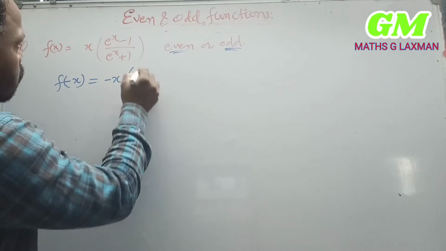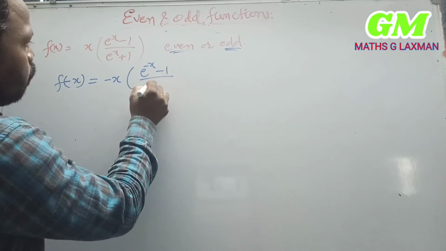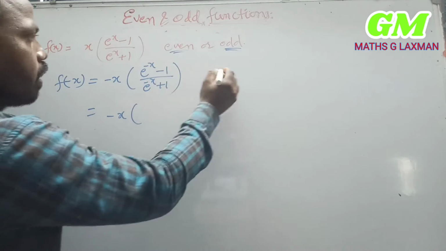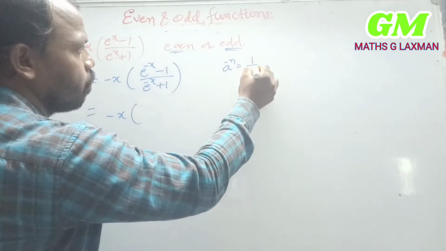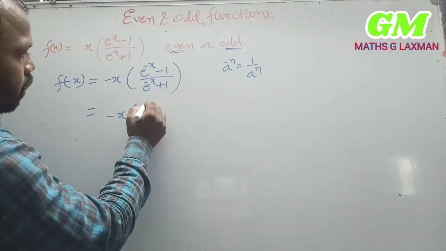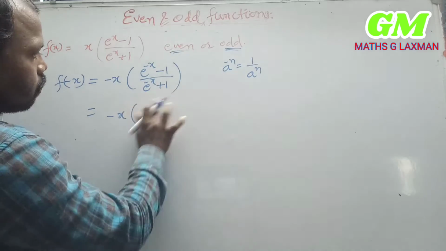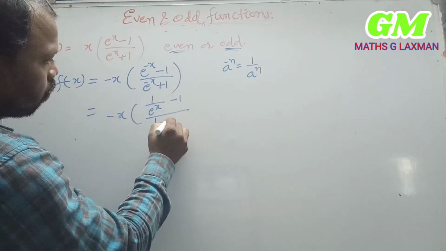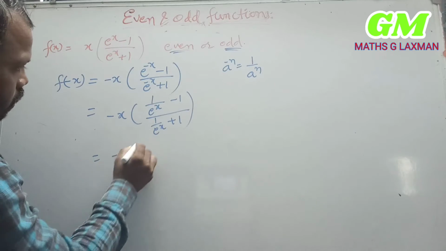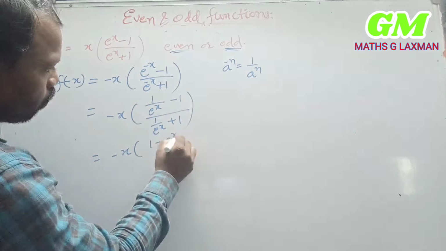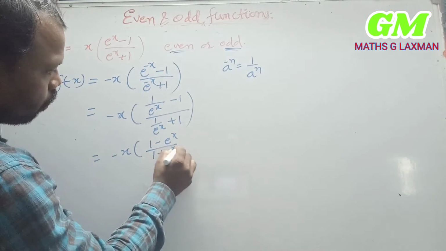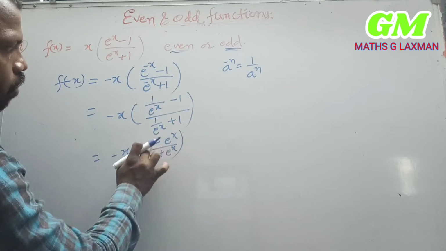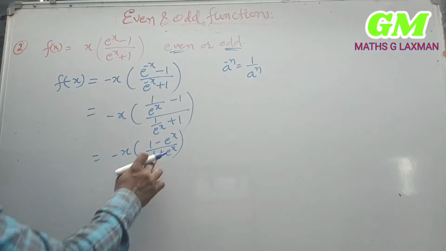So you will get minus x times e power of minus x minus 1 divided by e power of minus x plus 1. Now we simplify. e power of minus x is equal to 1 by e power of x. So we can write 1 by e power of x minus 1 divided by 1 by e power of x plus 1. Now when you take the LCM, you get 1 minus e power of x divided by 1 plus e power of x. Because the e power of x in the denominators cancels out, you are left with only 1 minus e power of x divided by 1 plus e power of x.